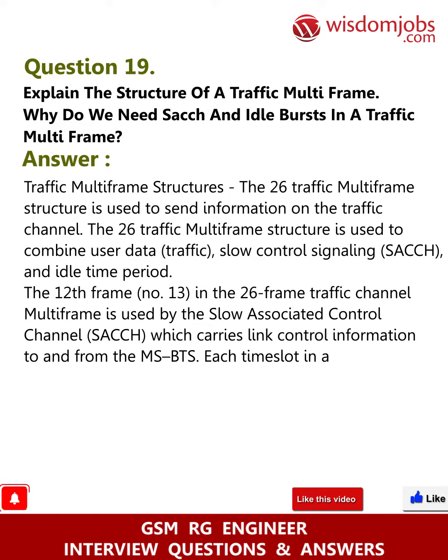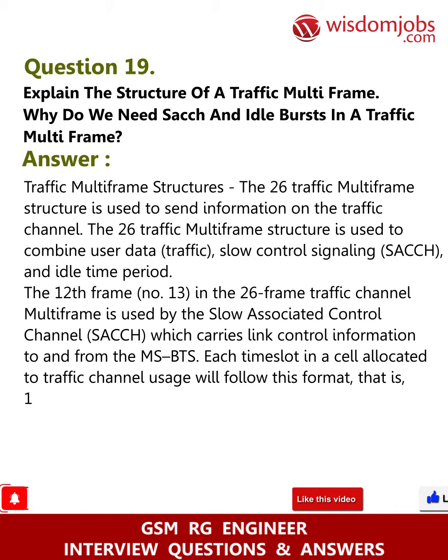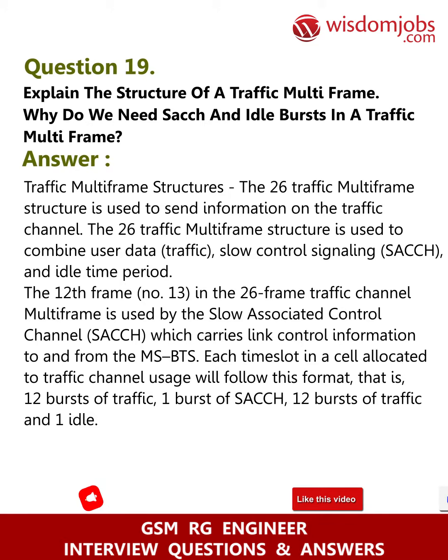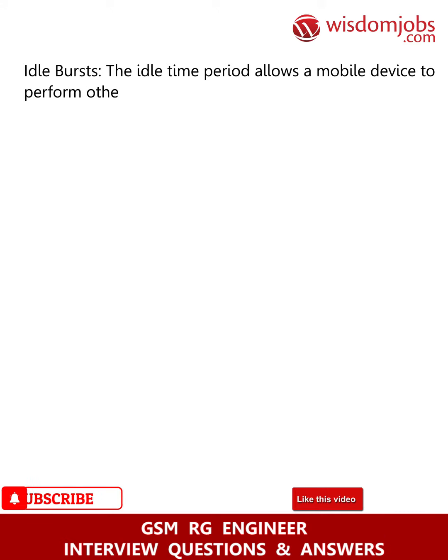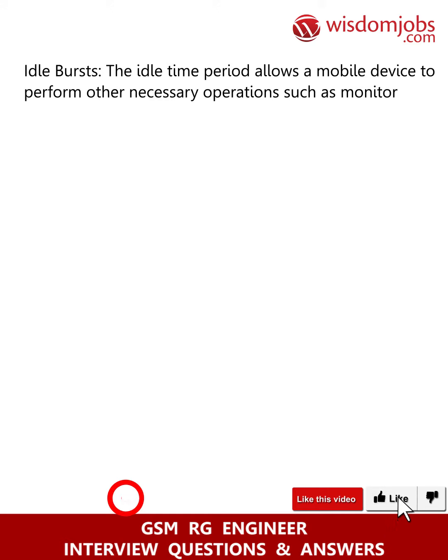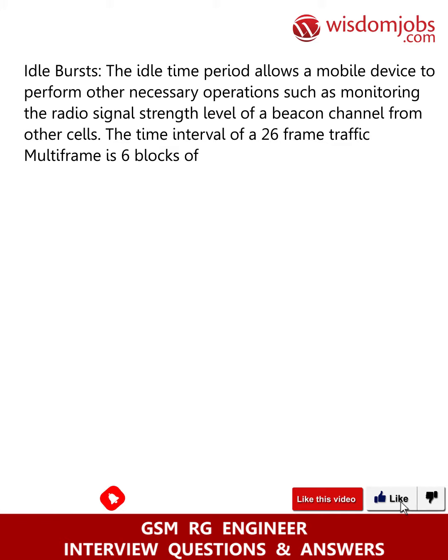Each time slot in a cell allocated to traffic channel usage will follow this format, that is 12 bursts of traffic, 1 burst of SACCH, 12 bursts of traffic and 1 idle burst. The idle time period allows a mobile device to perform other necessary operations such as monitoring the radio signal strength level of a beacon channel from other cells. The time interval of a 26-frame traffic multiframe is 6 blocks of speech coder data, 120 ms.